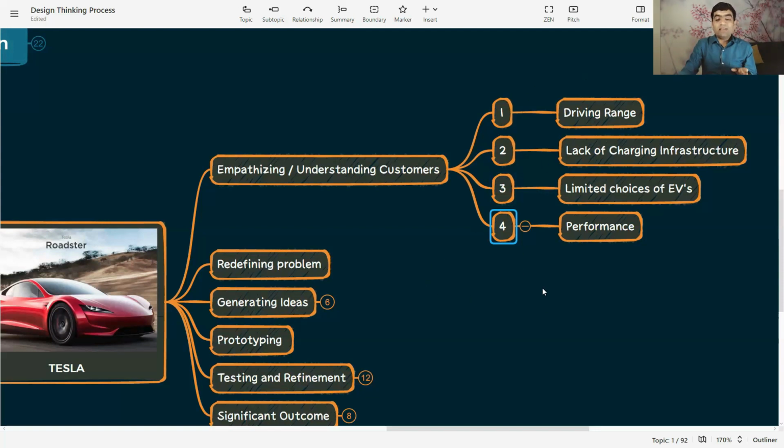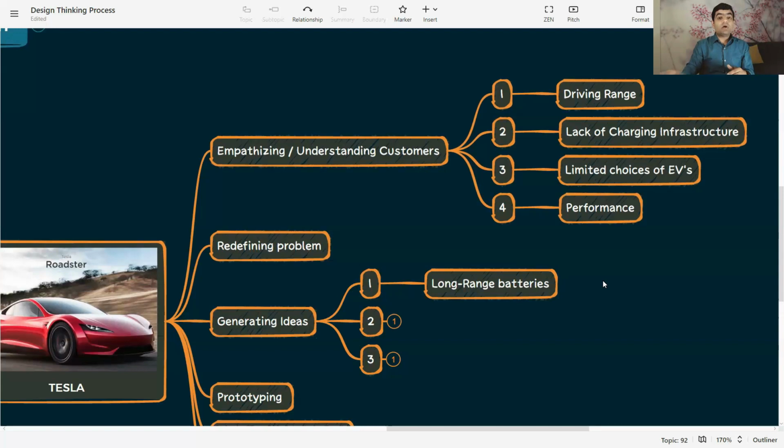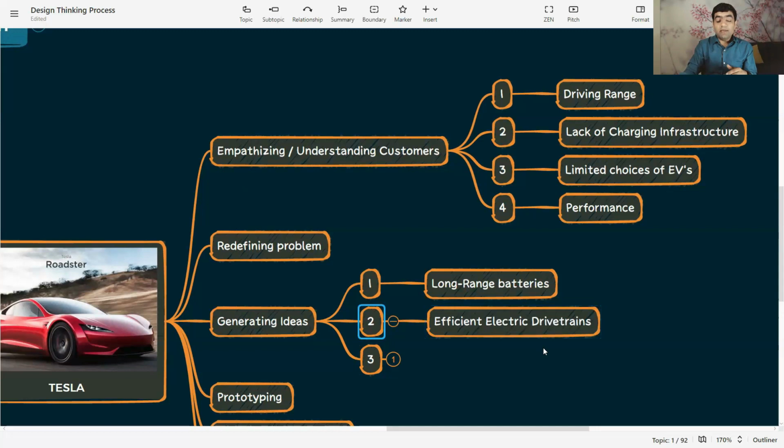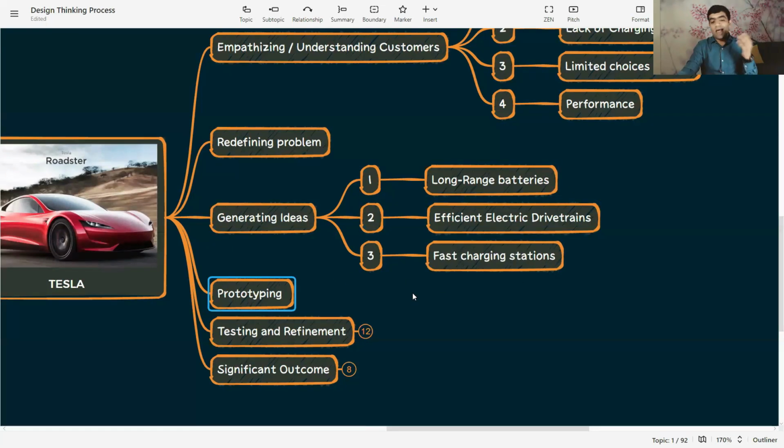So they took this problem, considered these insights and redefined their problem. Now they got the problem the customer has, right? They reframed their problem, and now they generated ideas for it. The first thing is they worked on a lot of solutions like long range batteries, efficient electrical drivetrains, and fast charging stations. They worked on this. They created prototypes, test models, considering all the ideas.